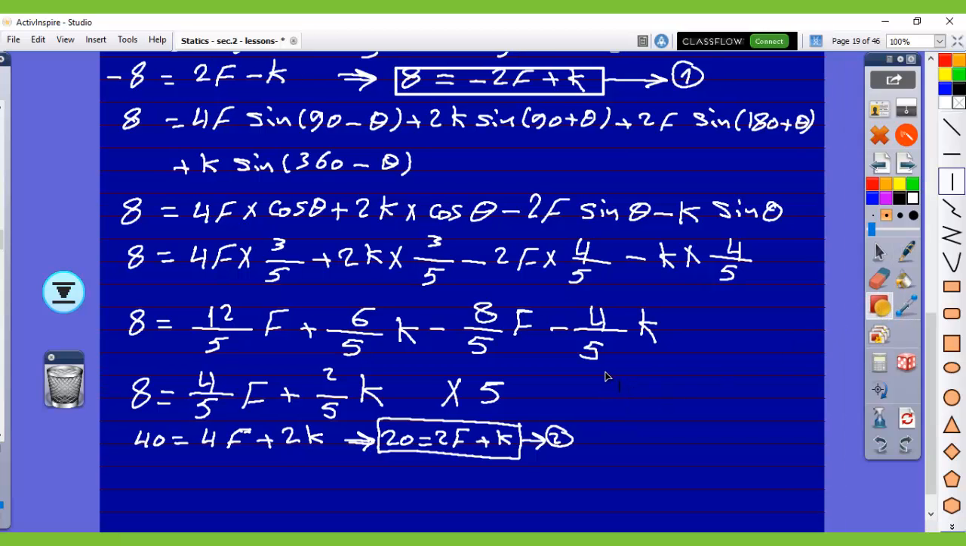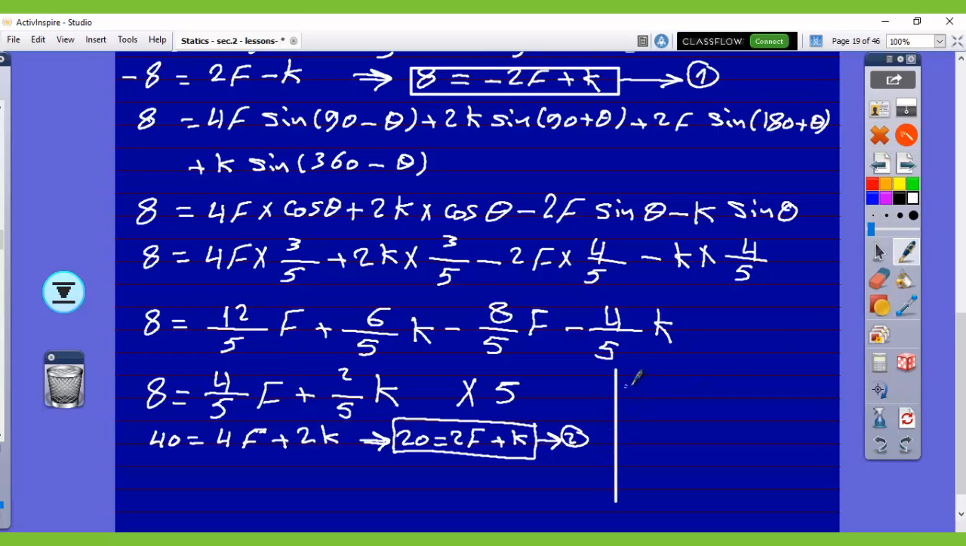And by solving the two equations, equation 1 and 2, we add the two left sides. 8 plus 20 is 28 equals negative 2f plus 2f equals 0, k plus k equals 2k. So k equals 14.